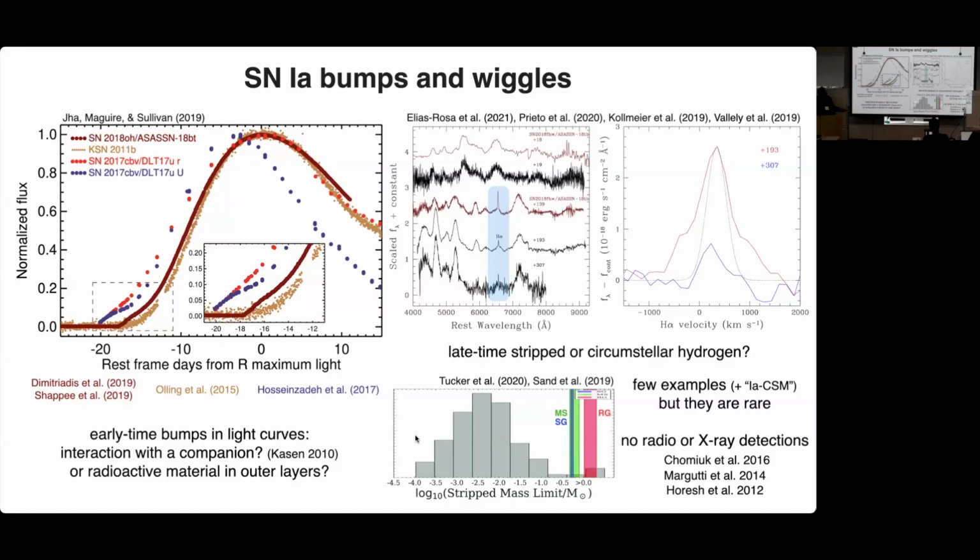X-rays, radio, you should see that interaction in other wavelengths. Here's some really nice data. Here's what you would predict if the companion was a red giant or a main sequence star or a subgiant. You would predict this amount of circumstellar material that the ejecta should run into. And then here are the limits from the lack of radio or X-ray detection. They look like this. So maybe in a very rare case you have the right amount from the single degenerate scenario, but most of the time you don't. Again, lots of evidence may be pointing to you having to have two white dwarfs somehow involved.